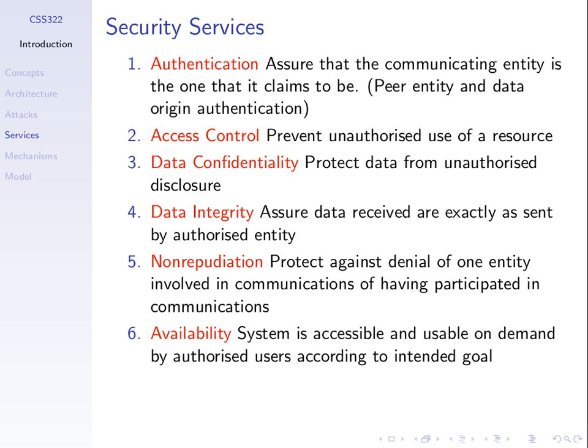Last one, number 5 here, non-repudiation. Make sure that entities involved in communications cannot deny those communications at a later stage. This is something like an electronic receipt. When you buy something in a shop, you get a receipt, and that's some way to identify that you bought or you paid money for that object. Some way to identify that.